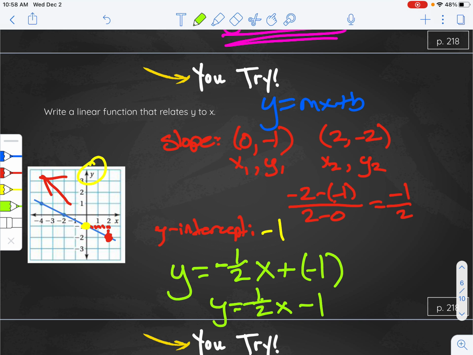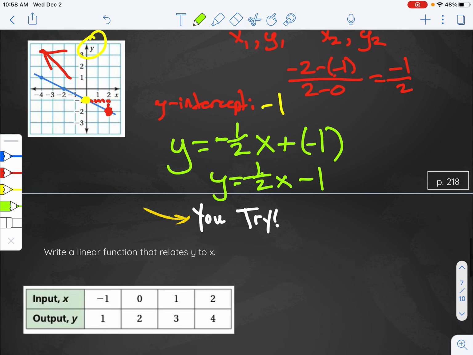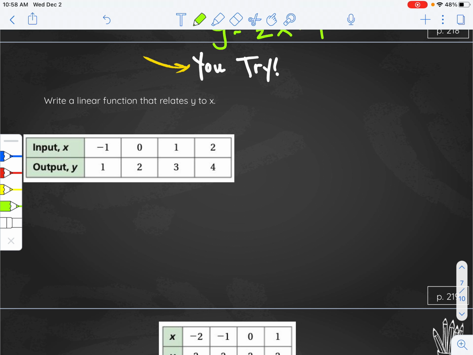If you did not get that correct, go back through your work, check your work. Even if you chose different points and you got it incorrect, double check your work to see where something went wrong, because we should get the same answer. If you try different points and you can't figure out where it went wrong, send me a picture and I can help you out. So this time, again, we're writing a linear function that relates y to x, but this time we just have the table. So like that second example that I did. So again, go ahead, choose any 2 points, find the slope, find the y-intercept, and write your equation.